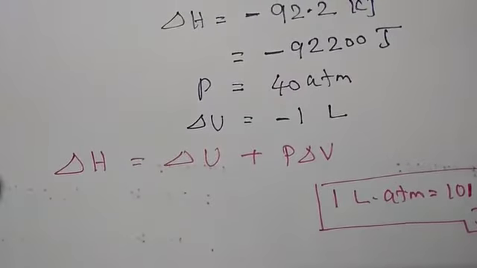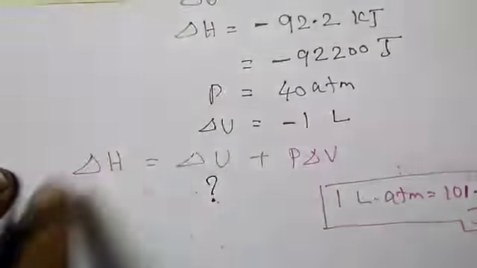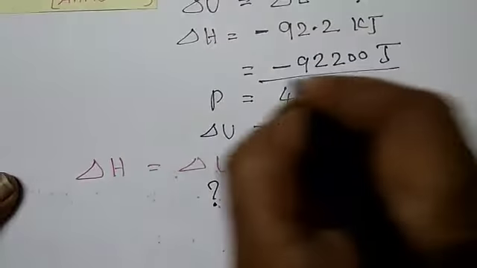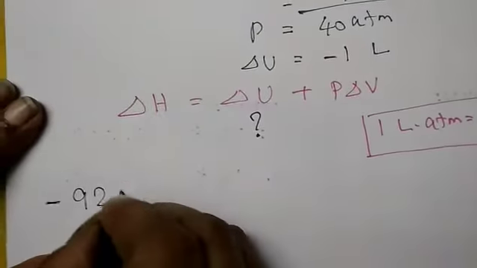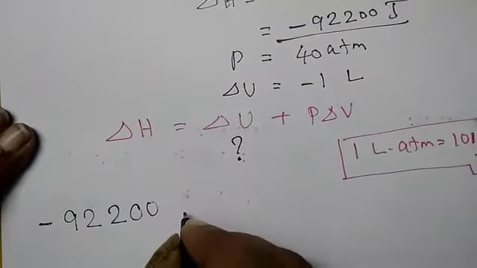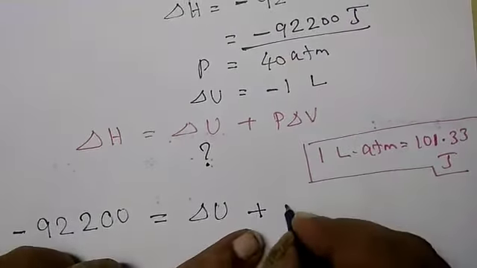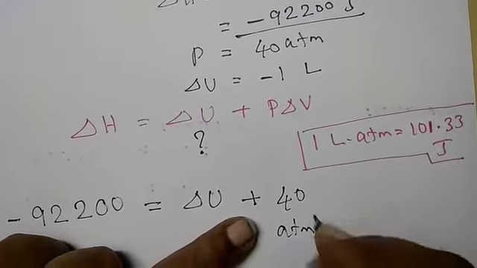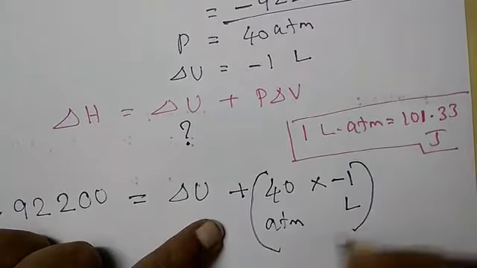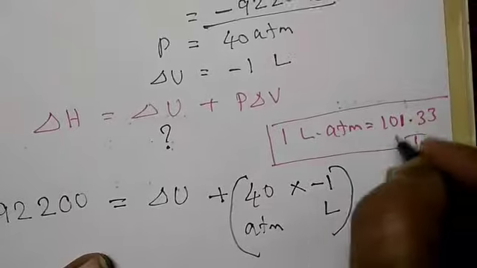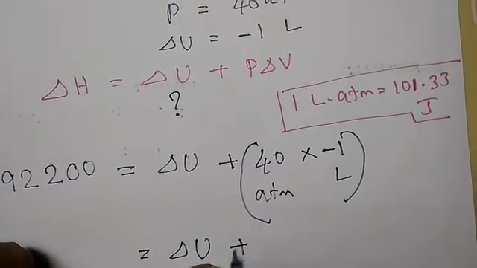So this is required, let us go for the substitution now. They are asking for the internal energy. Let us substitute the data. Here this is in the form of joules. Substituting the value, delta H is minus 92,200 joule is equal to delta U plus pressure 40 atmosphere into minus 1 liter. So this is liter atmosphere, which should be converted into joules.